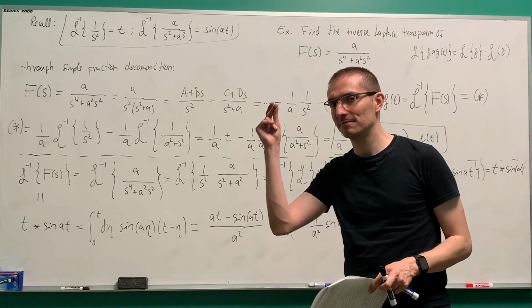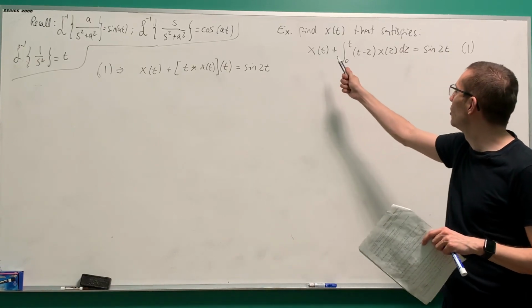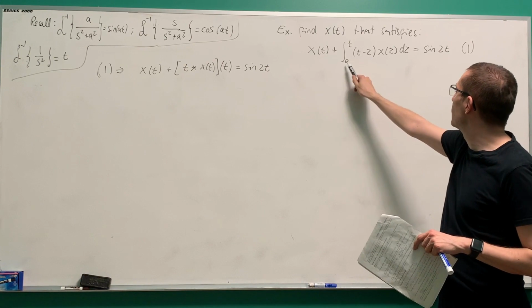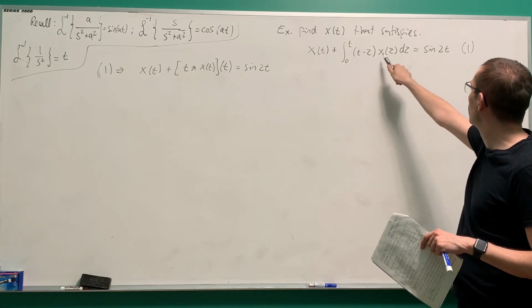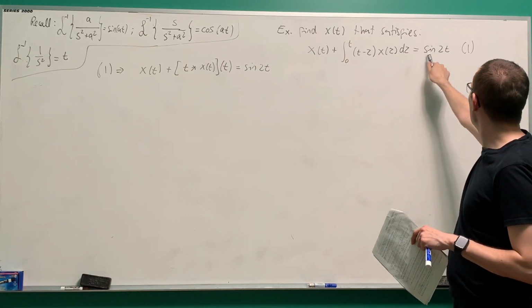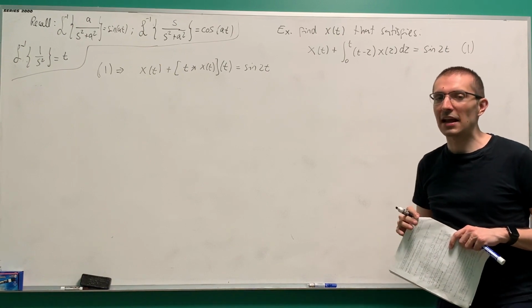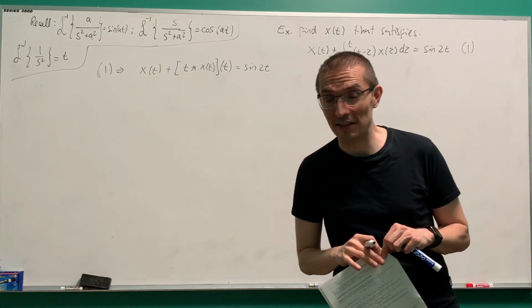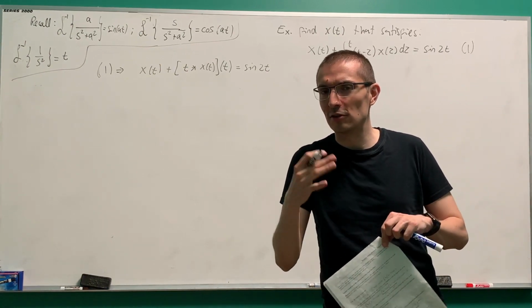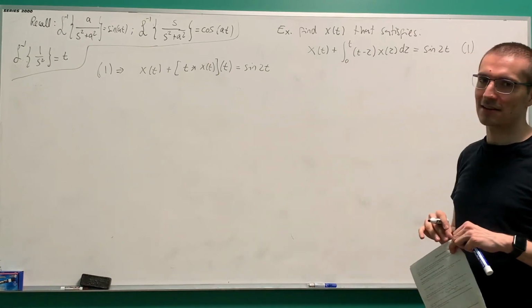That should be fun. Alright, the exercise we're going to solve is x of t plus integral from 0 to t of (t minus tau) x of tau d tau equals the sine of 2t. So that kind of equations actually do appear in signal processing related to autocorrelation functions, although here let's just solve it as an exercise.